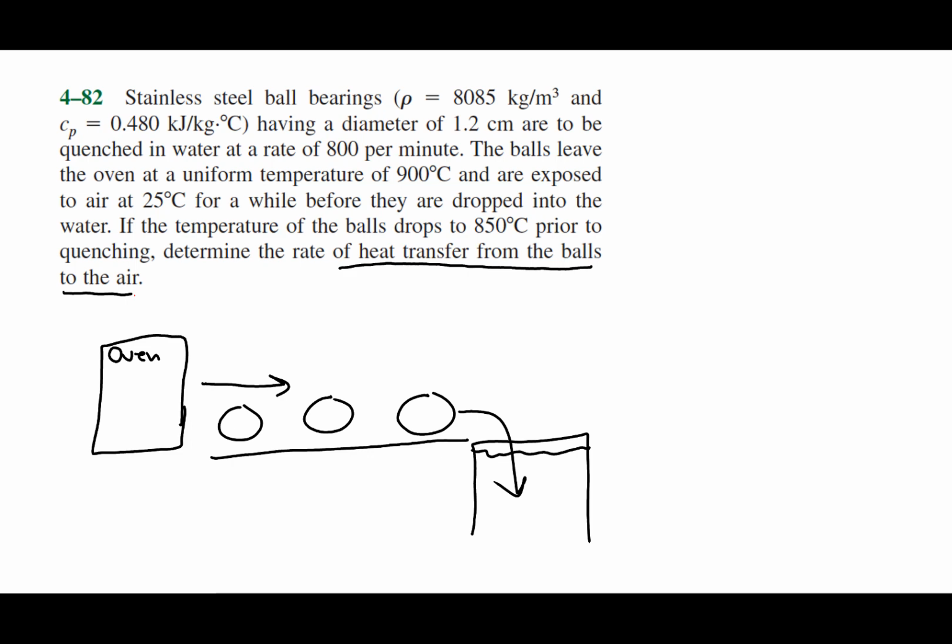So let's start writing down some of our information from the problem. First of all, it gives us the density of the balls. The density is 8,085 kilograms per meter cubed. It also gives us the specific heat of the balls, and this is 0.480 kilojoules per kilogram degrees Celsius. These were both given.